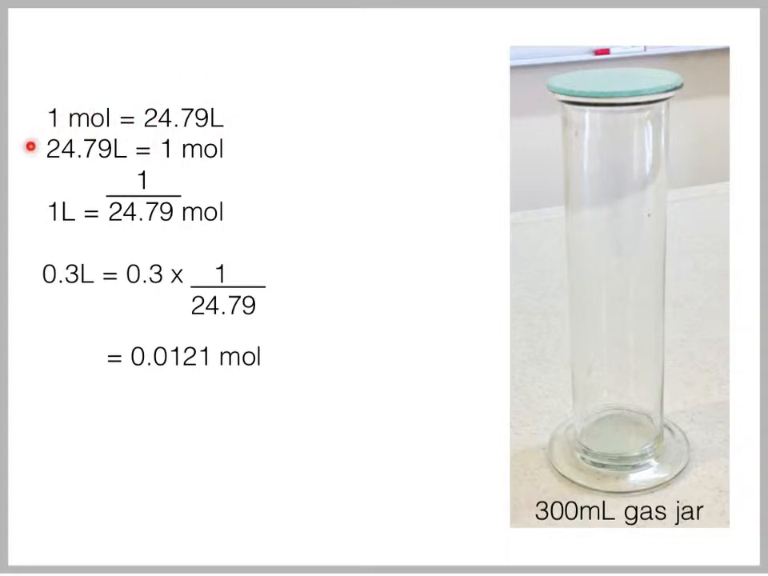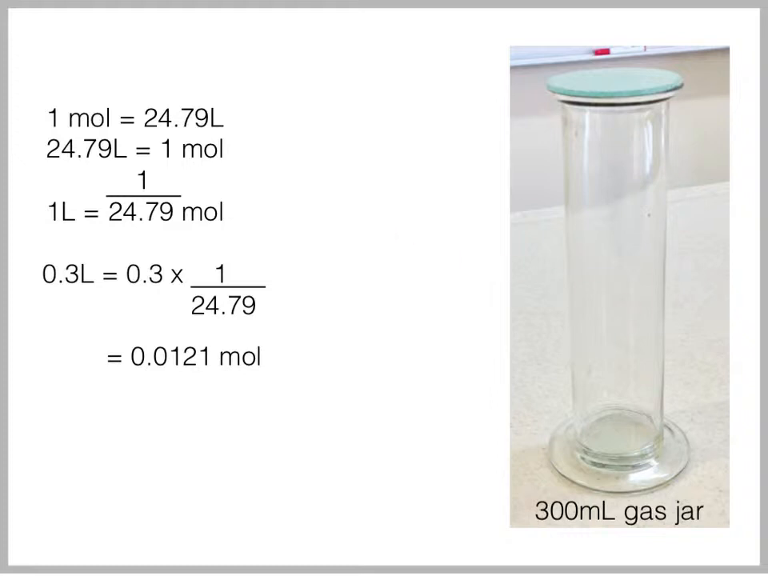What I've done here, I've swapped it. So 24.79 litres equals 1 mole. I'm now going to divide both sides by 24.79 because that'll get me 1 litre. So 1 litre equals 1 divided by 24.79 moles. And then, because I've got 300 mils, which is 0.3 litres, I've got 0.3 litres equals 0.3 times 1 over 24.79 equals 0.0121 moles. So why have I bothered doing that?